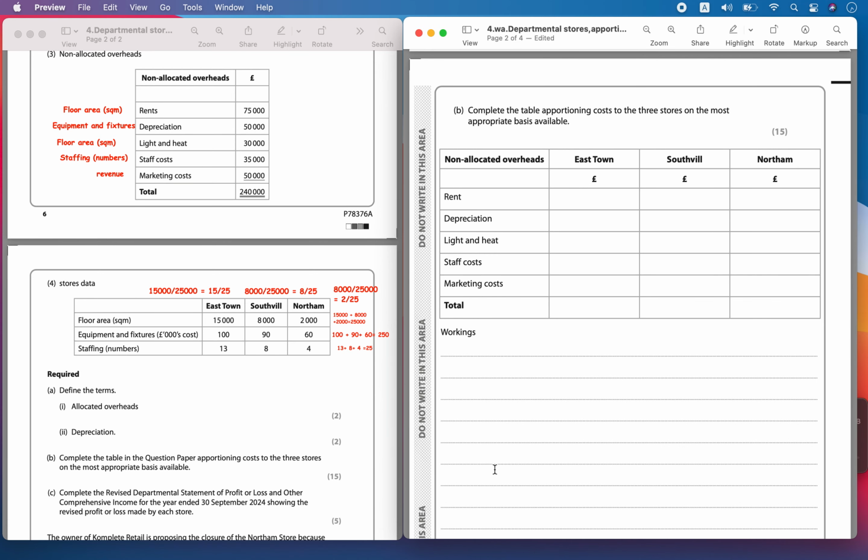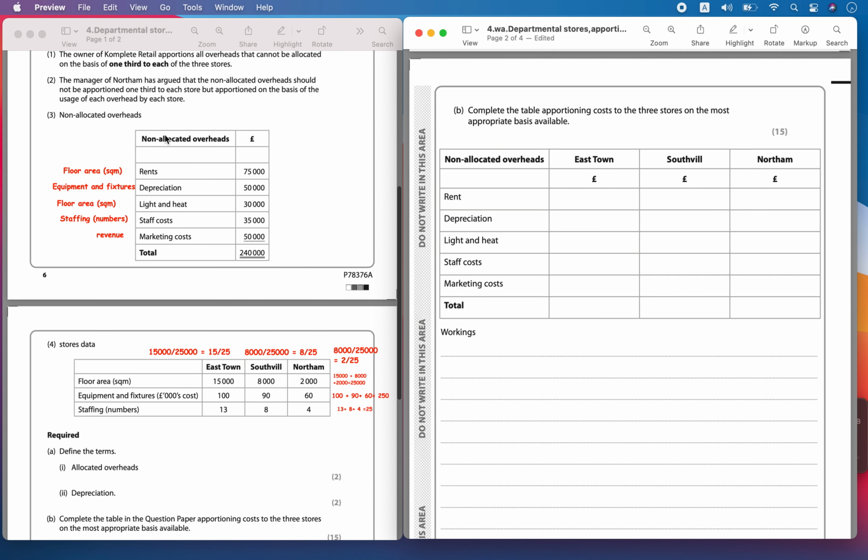Now the next one is: complete the table apportioning costs to the 3 stores on the most appropriate basis available. Now we have seen that these are the non-allocated overheads, so these have to be apportioned based on some cost basis. So we will do that apportionment of the costs. These are not allocated costs, these are non-allocated overheads. We have to apportion them based on certain criteria.